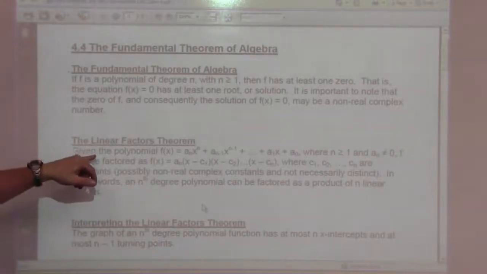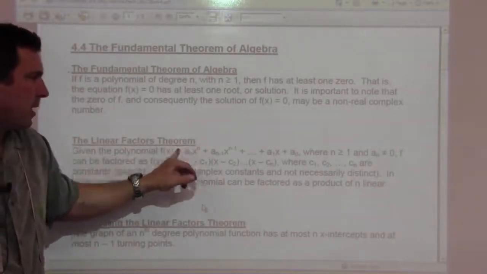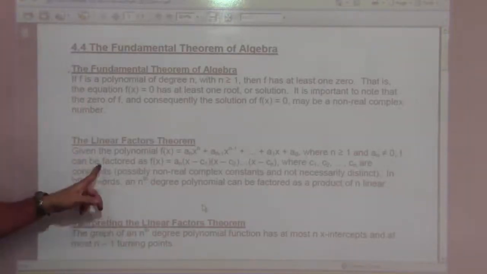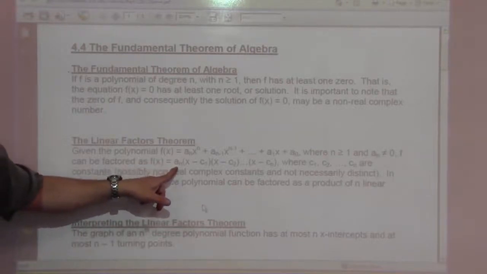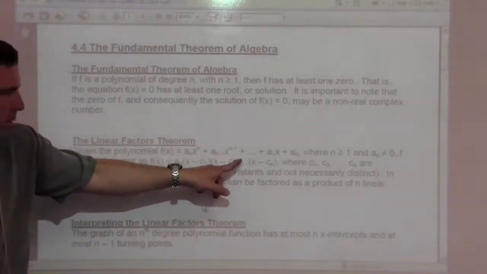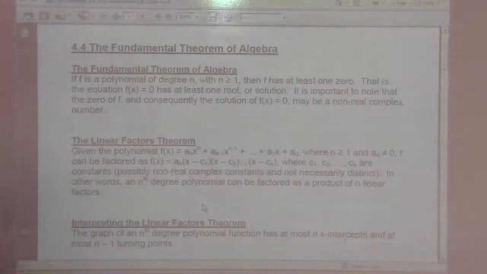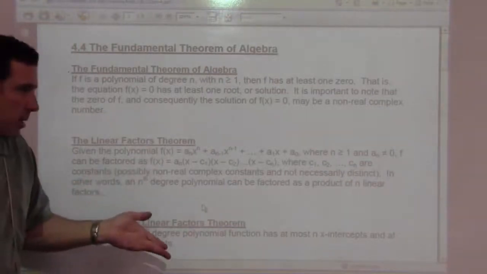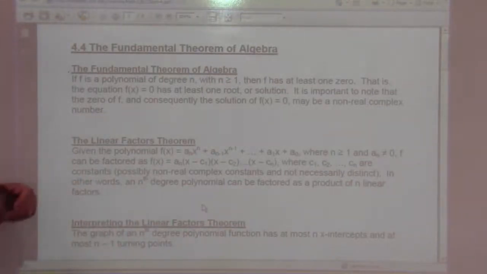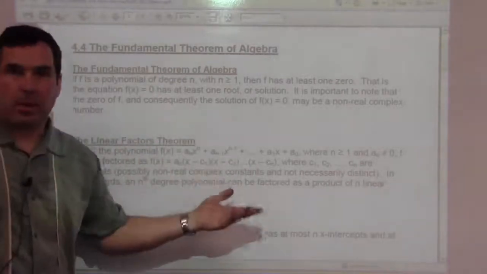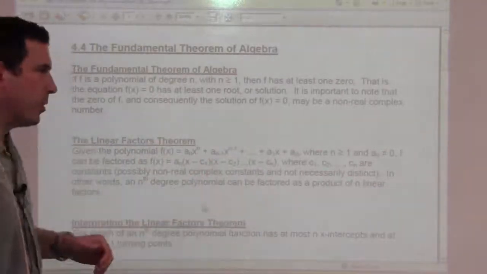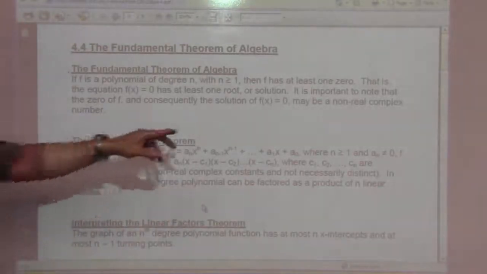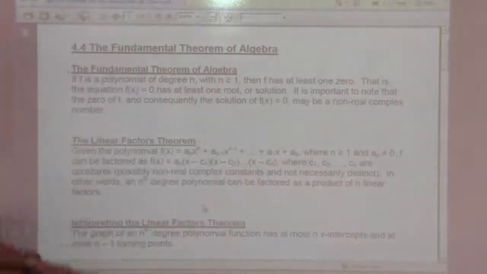Linear factors. Given the polynomial f of x equals a sub n x to the n, so the standard polynomial we've seen, where n is greater than or equal to 1 and a sub n is not 0, f can be factored as f of x equals a sub n times x minus c1 times x minus c2 all the way through to x minus c sub n. These are just constants, possibly non-real complex constants, and not necessarily distinct. You may have something like x minus 1 times x minus 1, a root of multiplicity 2. In other words, an nth degree polynomial can be factored as a product of, this is key, n linear factors.